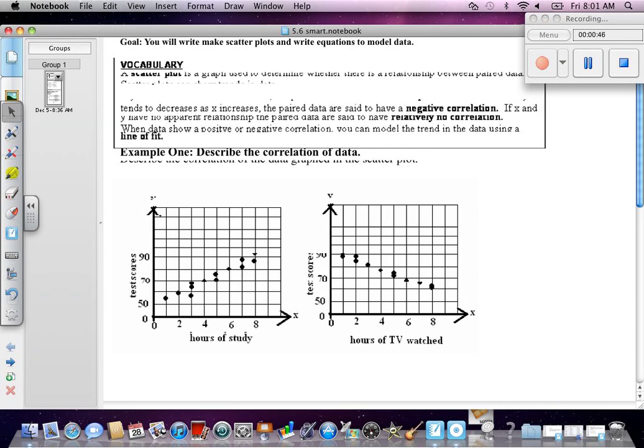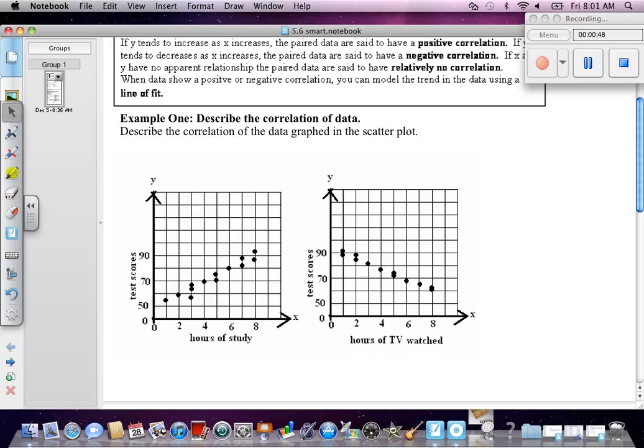So we're looking at example 1 right here. We're going to describe the correlation of the data in the scatter graph. I know that these dots aren't all in a straight line, but are most of them following a positive correlation, a negative correlation, or none? Positive. What about the second one? Negative. So that's the answer? Yes. Well, let's look at example 2.